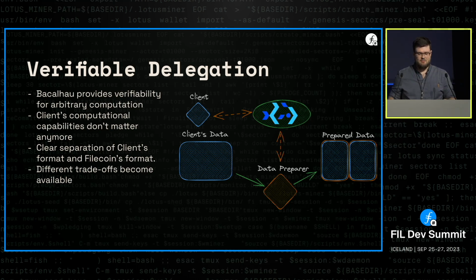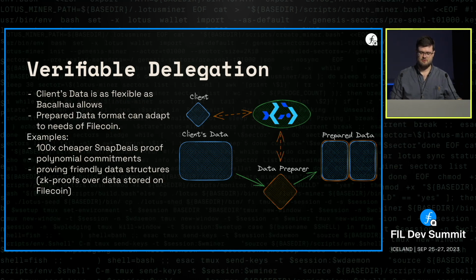And we end up with a very clear separation of the client's format from the prepared data format, right? Because now the client doesn't care whatever format or whatever hash Filecoin uses, and Filecoin doesn't care about the hash that the client uses. Hash is the simple example. It could be format, it could be chunked versus flat file, and so on.